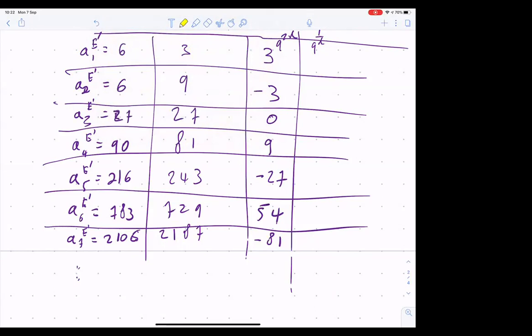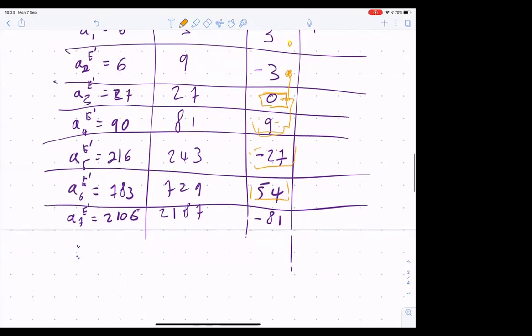Okay, so let me show you. What happens here is that the value here is the sum of those two things times minus 3. The value here is the sum of those two things times minus 3. The value here is the sum of those two things times minus 3, etc. So the formula is that a_{n+2} of E prime is minus 3 times the sum. Let's use d.